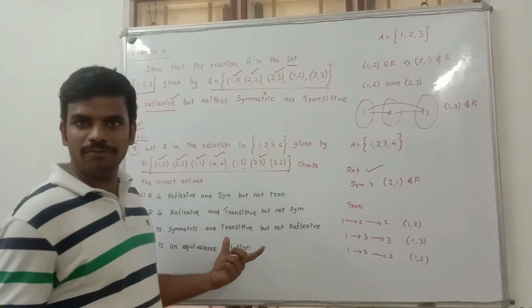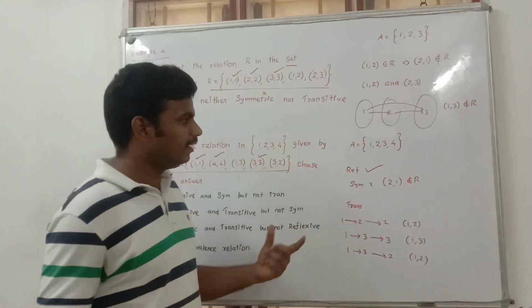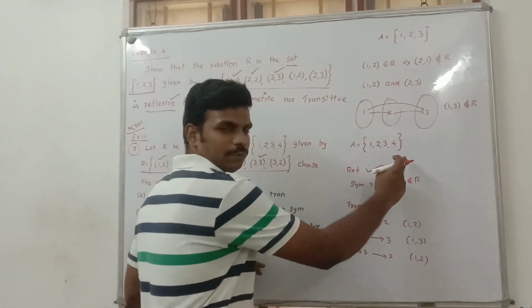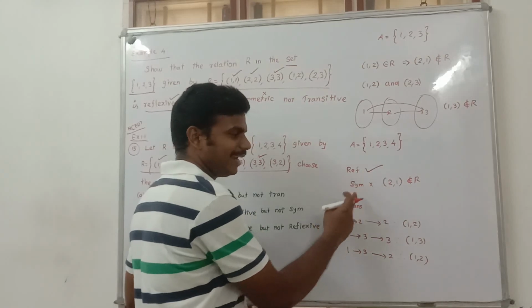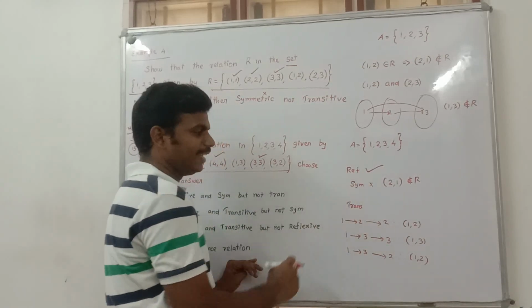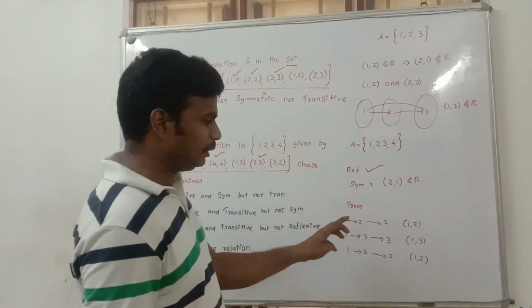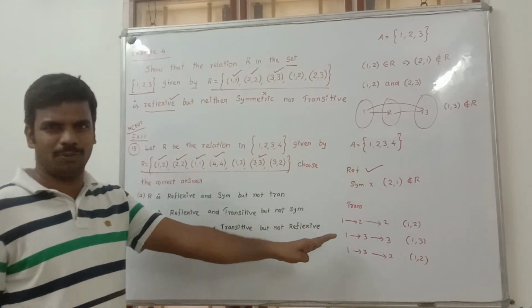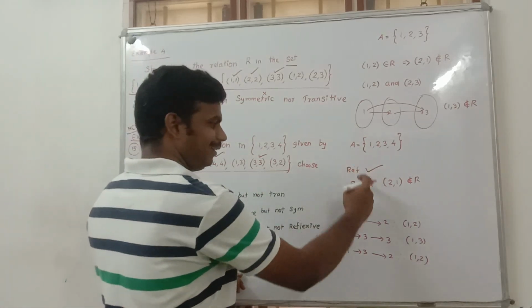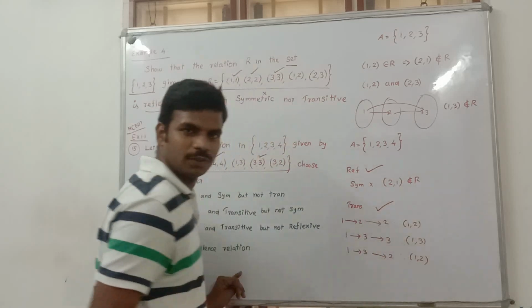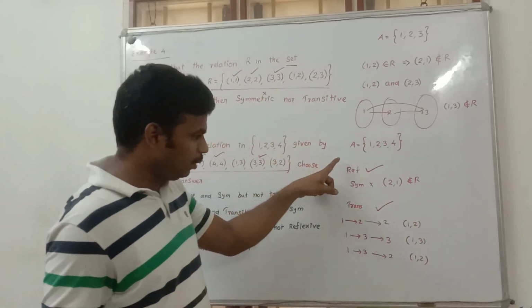So in this problem we discussed, after the discussion we proved that it is reflexive. Next, it does not satisfy the condition of symmetry, then it satisfies the condition of transitive. Transitive, we checked everything. After this we cannot check anything more. So the reflexive condition is there, and the transitive condition is satisfied. So the relation is reflexive and transitive.